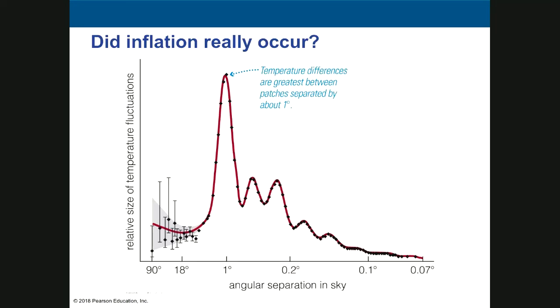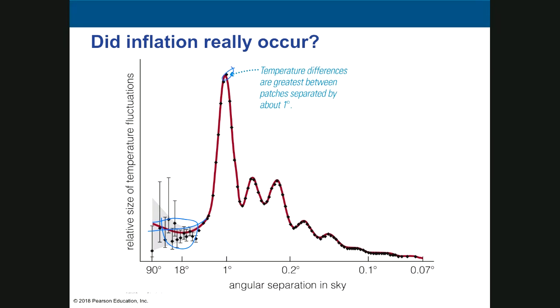Now, did inflation occur? This is one of those important diagrams where you might be wondering, well, all the data fits, but it doesn't really seem to fit here at large angles. But that's not really the point here. We have the relative size of temperature fluctuations. And you'll notice that even though there are large error bars here, the fluctuations are small for large angles, all right? And we get that temperature differences are greatest between patches separated by about 1 degree, all right?